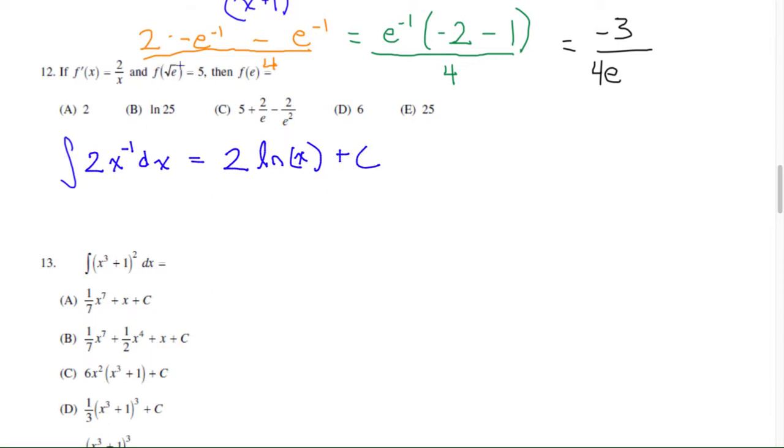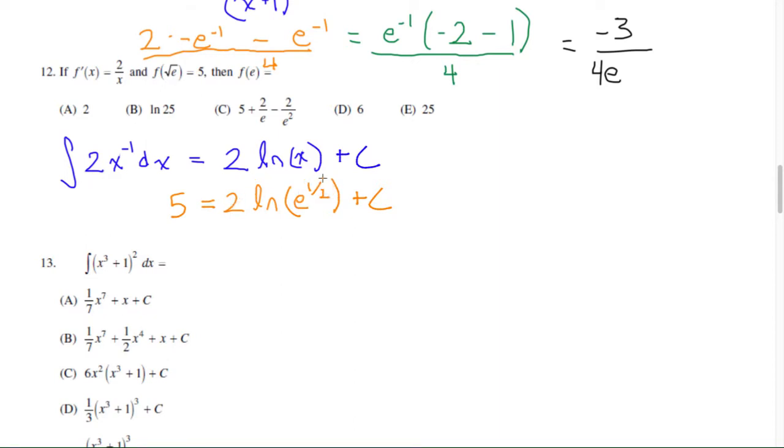It tells us that this initial condition, we have to figure out what this c is. It tells us when we plug in square root of e into x, we should get a 5 out of this, which means if I do 2 natural log of e to the power of 1 half plus c, that should be equal to 5. So e to the 1 half means that this 1 half can come down in front. This is the power rule of logarithms. This 1 half can come down in front, and then you get rid of the power.